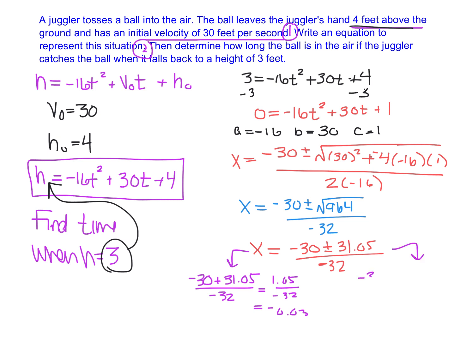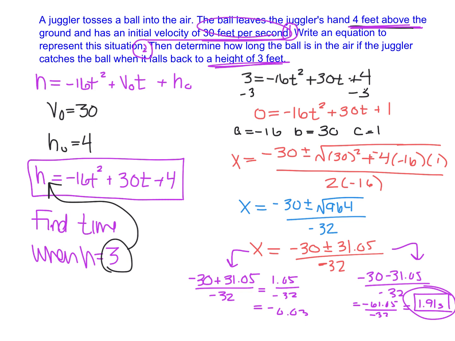So we have negative 30 minus 31.05 all divided by negative 32. That becomes negative 61.05 over negative 32. If I divide that out, I get a time of approximately 1.91 seconds, and that makes more sense. So here's our answer of 1.91 seconds, which means if we release the ball at 4 feet with an initial velocity of 30 feet per second and catch it at 3 feet, we will catch the ball about 1.91 seconds later.